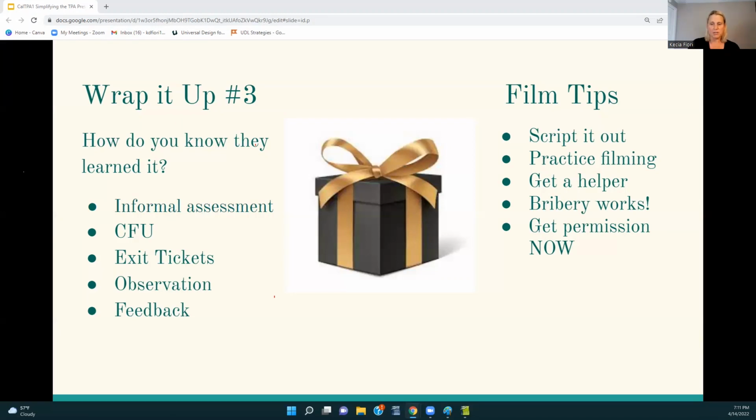And parent permission slips, before you get started, you need to start getting those out, because you know getting stuff back from parents is hard. If they are going to be videoed, you think they're going to be on video, get the permission slips out.